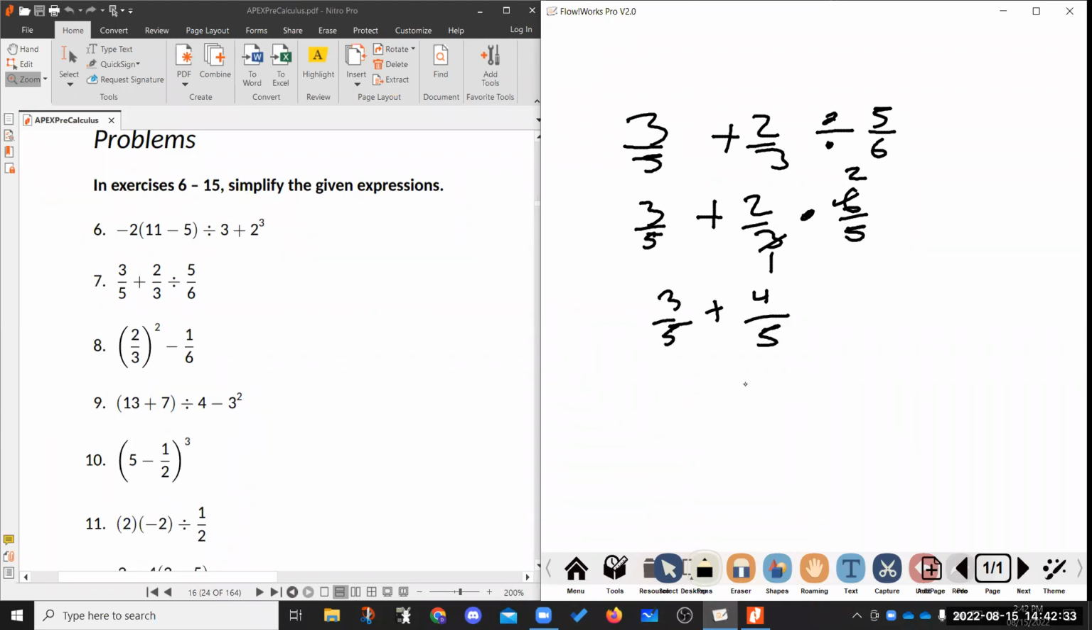We have a common denominator, so we're going to add the numerators. That's 7 over 5. There's no need to change that into a mixed number, but if you wanted to, it's 1 2/5.